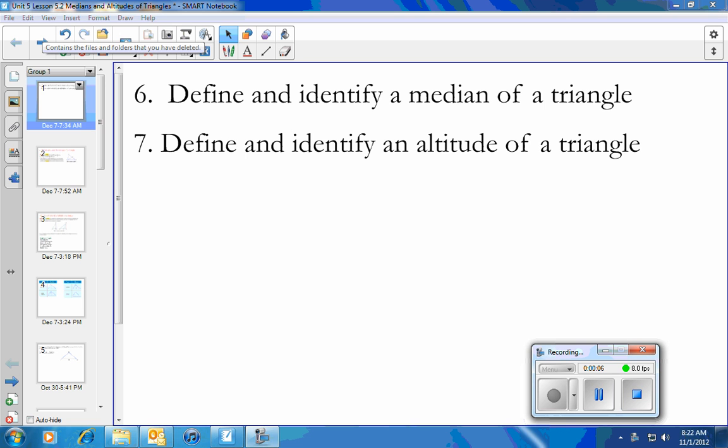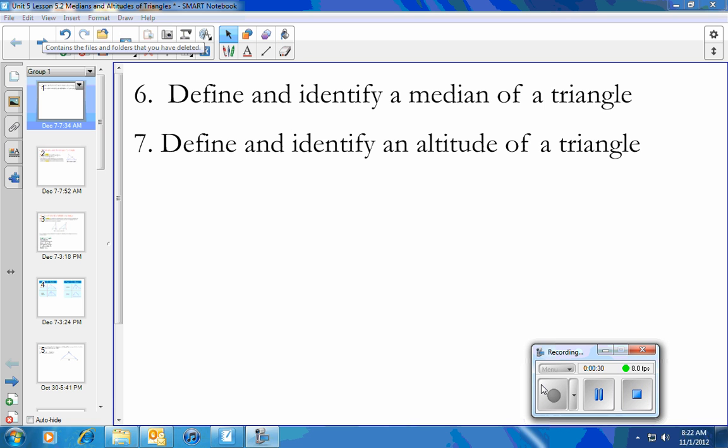All right, let's start on page 333. Page 333. Yesterday we talked about perpendicular bisectors and angle bisectors of sides and angles in a triangle. And today we're going to talk about medians and altitudes of triangles.